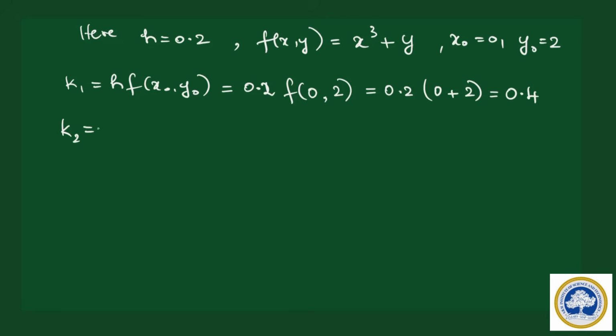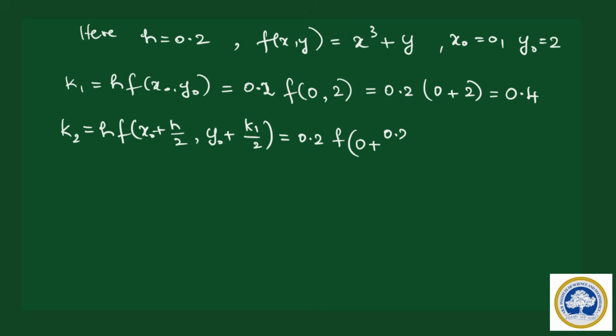Next, let us calculate k2. h into f of x naught plus h by 2 comma y naught plus k1 by 2. So this is equal to h is 0.2 into f of x naught, which is 0, plus h, which is 0.2, by 2, comma y naught, which is 2, plus k1, which is 0.4, divided by 2.